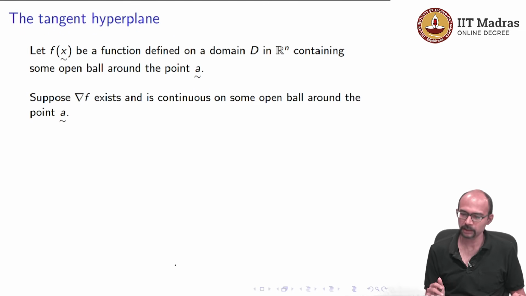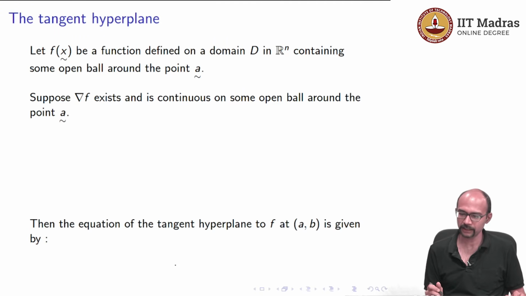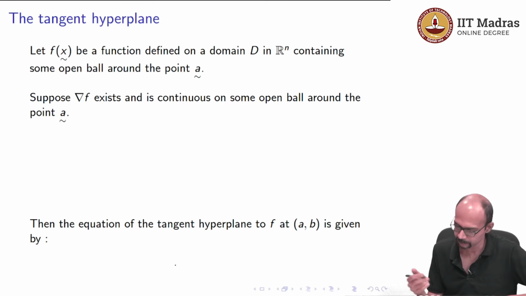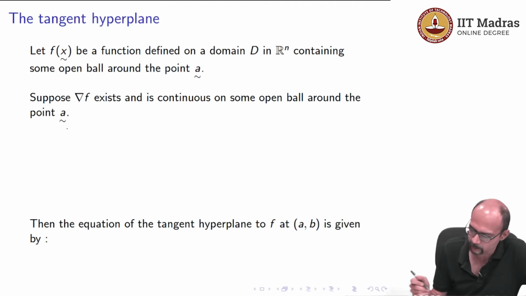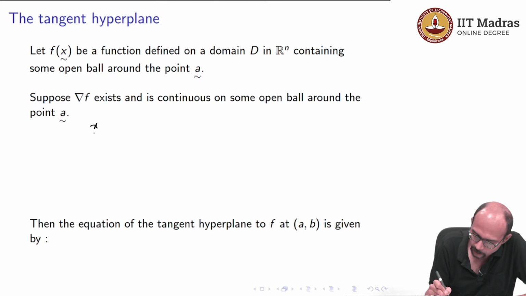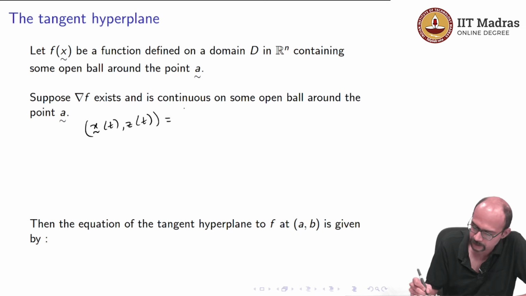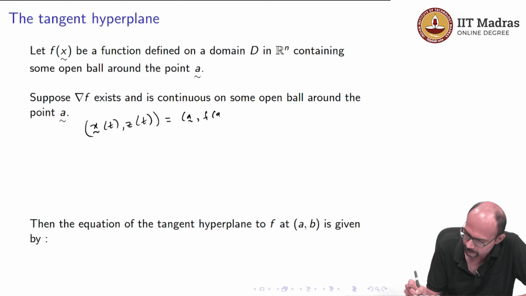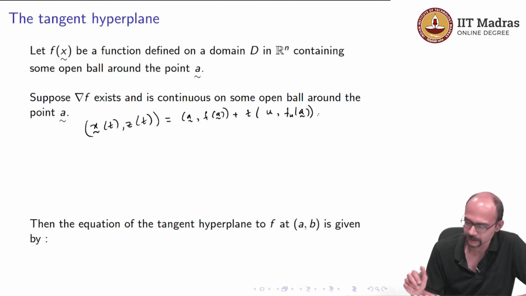Let f of x tilde be a function defined on domain D in Rn containing some ball around the point A tilde. Suppose the gradient exists and is continuous on some open ball around the point A tilde. We can do the same things that we have done earlier and get the equation. For that, let us recall the parametric equation of the tangent lines. In the direction of the vector u, we could write this down as the point A tilde comma f of A tilde plus t times u comma f u of A tilde. This was how we wrote it down in vector form.